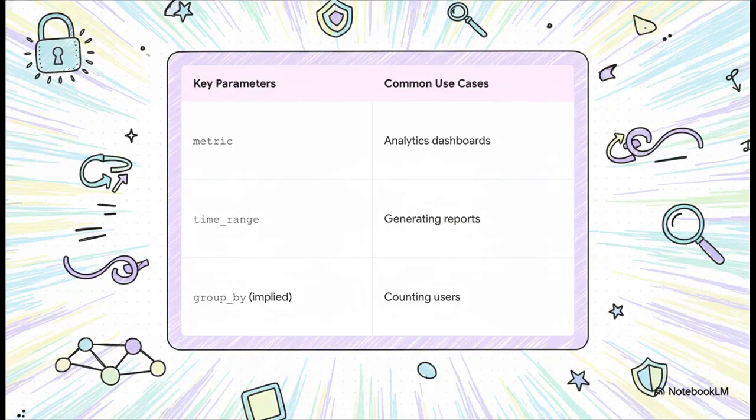You know, this pattern is the engine behind every single dashboard you've ever seen. By specifying a metric like sales and a time range like a week, you can generate these high-level reports and analytics on the fly. It literally transforms thousands of data points into a single understandable number.